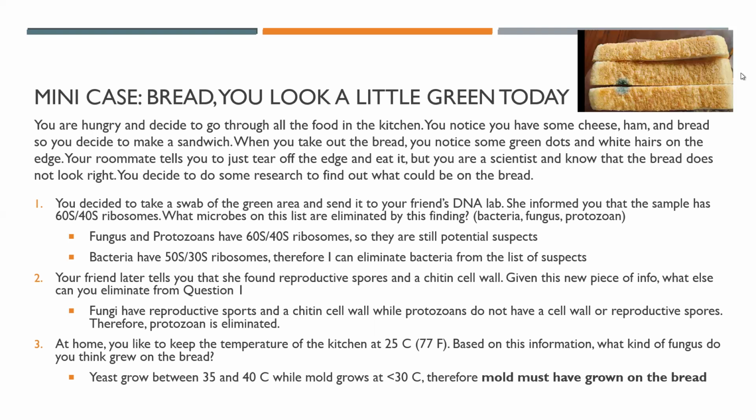But we learned in class today there are multiple types of fungi. And the last part, step three: at home, you keep the temperature in the kitchen around 25 degrees Celsius or 77 degrees Fahrenheit. Based on this info, what kind of fungus do you think grew on the bread? And again, yeast grows between 35 and 40, and mold grows at under 30 degrees Celsius. Therefore, I can eliminate yeast, and most likely I have mold growing on my bread.